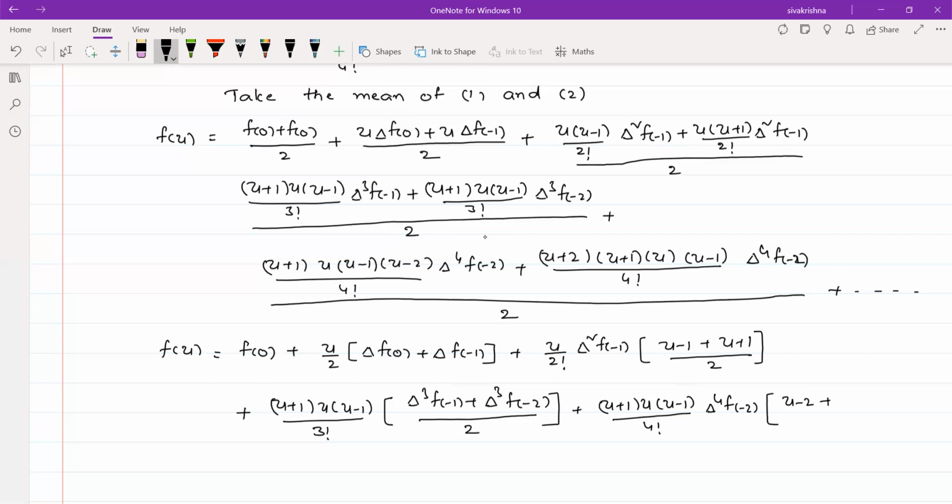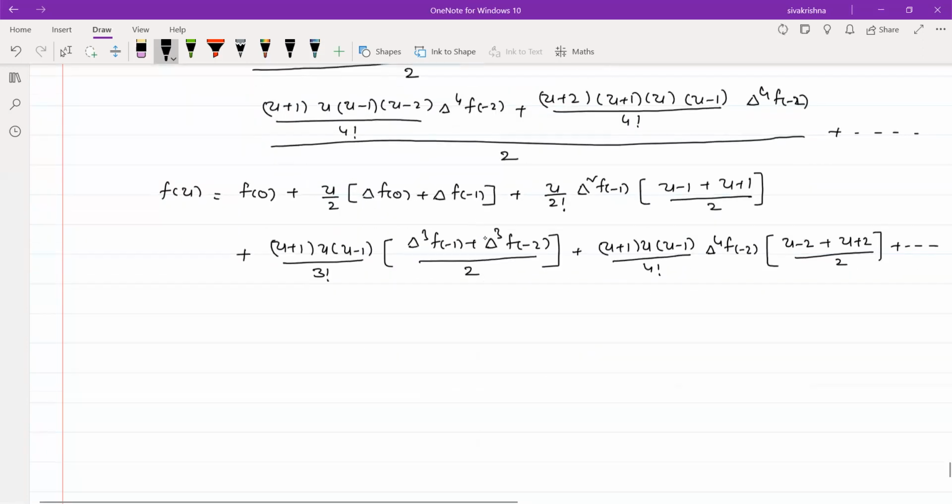Okay, plus, and in the next term, if you take u plus 1 into u minus 1 by 4 factorial into delta power 4 f of minus 2, we get u plus 2. Of course, we are having by 2. So don't forget to write by 2, plus and so on. Okay, so after simplification, we get this answer, and we have to simplify once again.